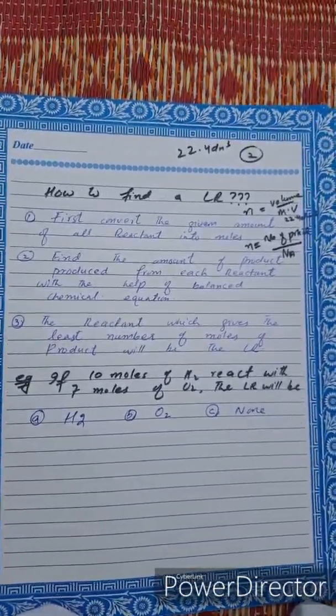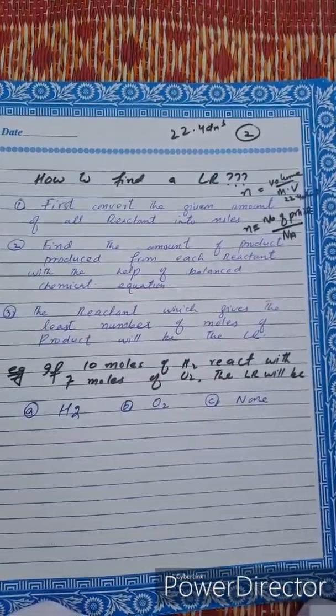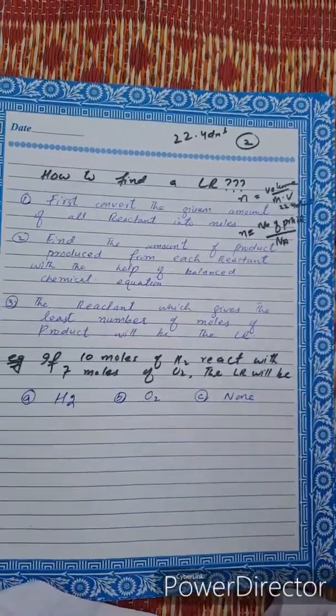But I will tell you the shortest way to find the limiting reagent, and that is the comparison of the moles of the reactants. I will tell you that later.